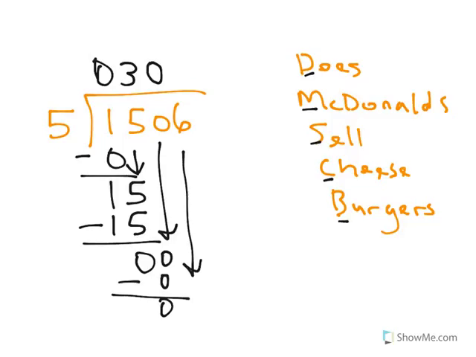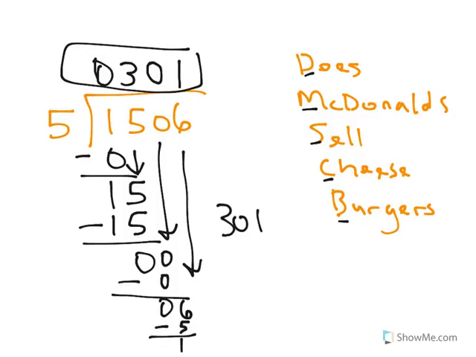Now I'm going to bring down this 6. Last part. How many times does 5 go into 6? It goes in 1 time. And I do the multiplication part. So 1 times 5 is 5. Then I do the subtraction. I'm going to get 1 here. And I know that I'm on the right track because 1 is less than 5. In this case, my final answer is going to be 301 with a remainder of 1. A lot of times people write it as 301 R1.